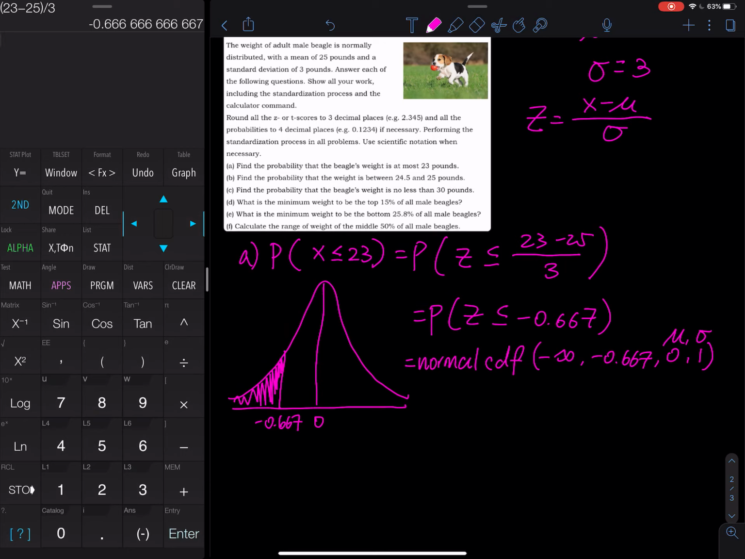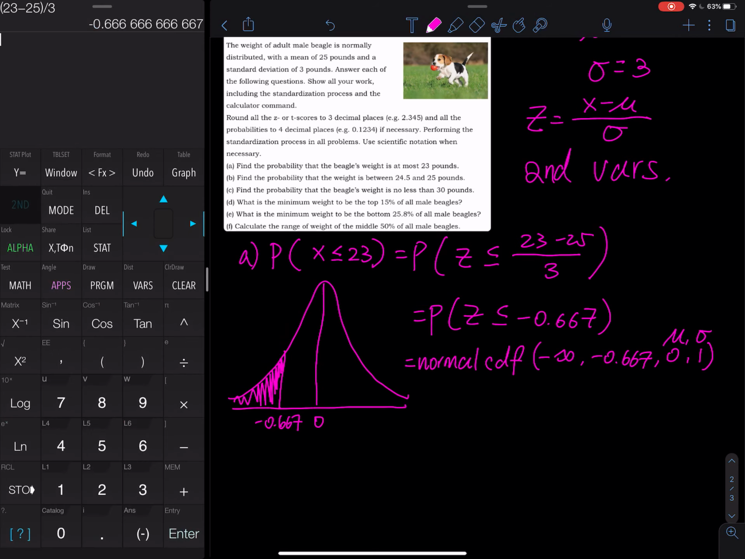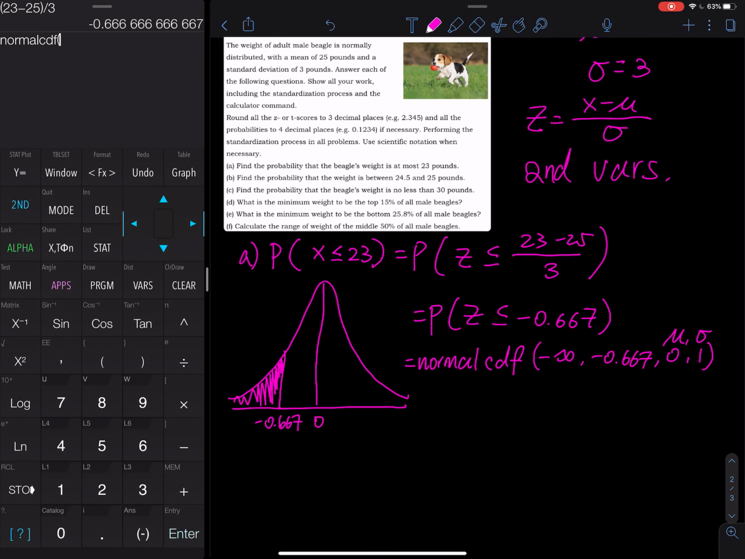So where do we find the normal CDF command? We go to second, and then we go to vars, and then you will see the normal CDF command. So second vars. All right, normal CDF, don't use PDF. PDF only gives you a point on the curve. So we want CDF. CDF means we are looking for the area under the curve.